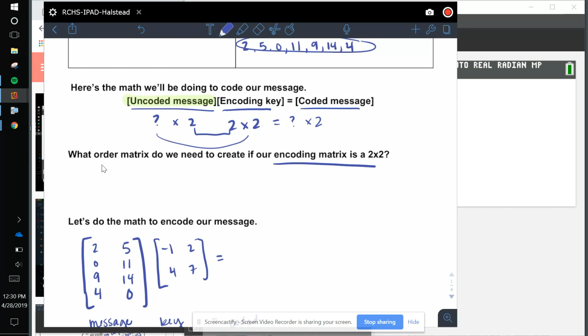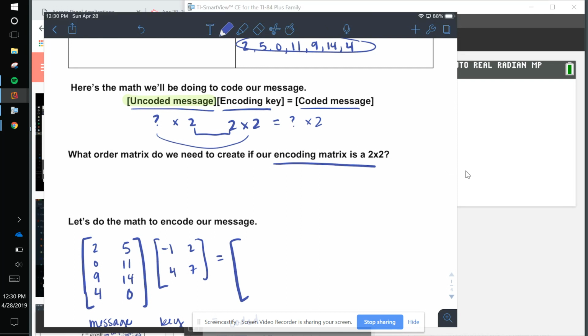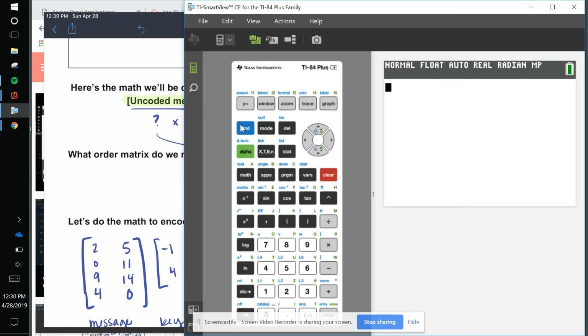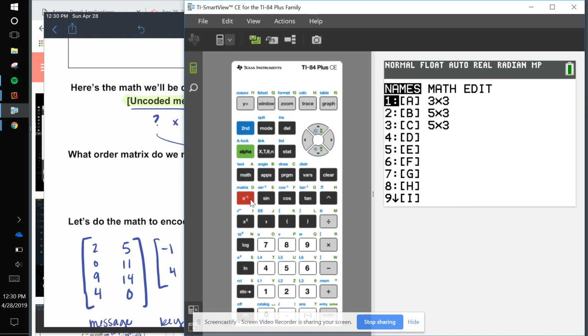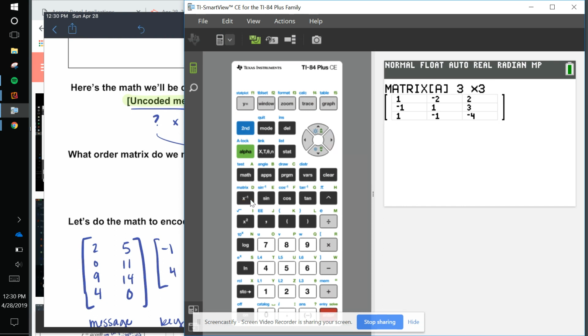When I multiply these together, we could do this by hand, but I prefer to do this by a calculator. So I'm going to go to second matrix, set up my matrix. It looks like we have a 4 by 2 matrix. So 2, 5, 0, 11, 9, 14, 4, and 0. Remember to press enter after that last 0.